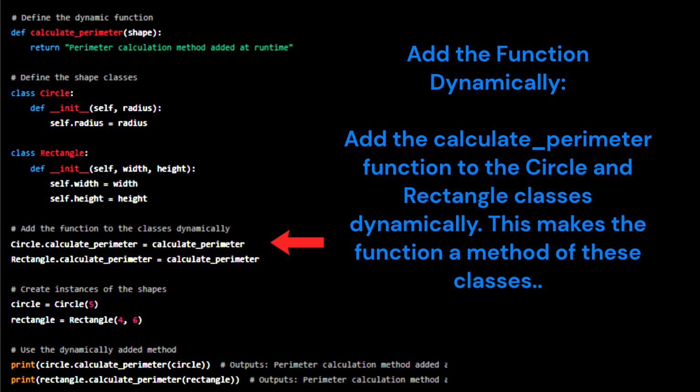Add the function dynamically. Add the calculate_perimeter function to the circle and rectangle classes dynamically. This makes the function a method of these classes.